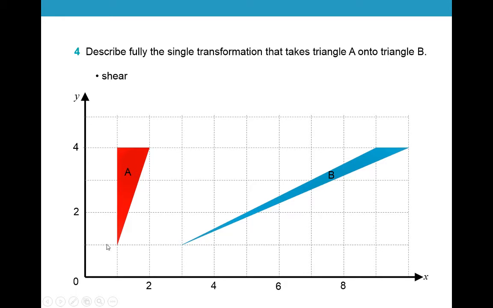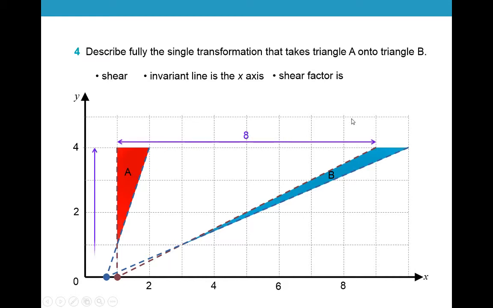Right, now, what's the shear factor? Well, let's pick any point. So I'm going to pick this point here. The original was 4 up, and the distance it's travelled is, what's that? It's 8, isn't it? So the distance travelled parallel to the invariant line is 8, divided by the perpendicular distance from the invariant line, and that is 4. So the shear factor is 2. Okay, and as you've got here, look, drawn down, the invariant line is the x-axis, you'd need to say that, and the shear factor is 8 divided by 4, which is 2. Okay?